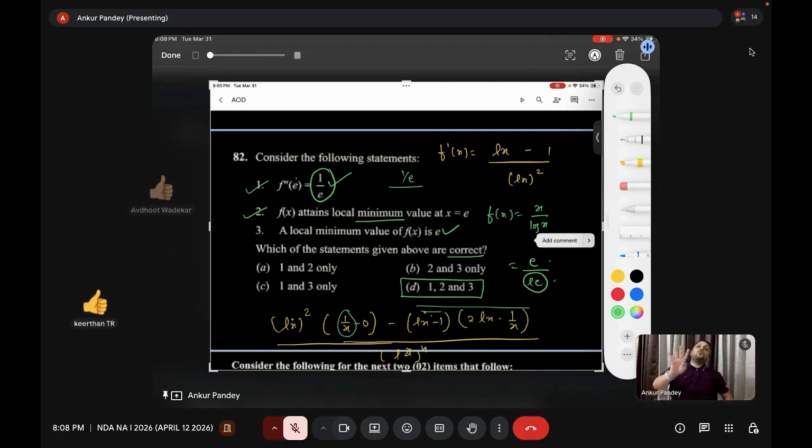Understood? 4 questions, 10 marks, straightforward, if you invest 3 to 5 minutes. I am explaining also, hence it is taking time. Fine? Clear?